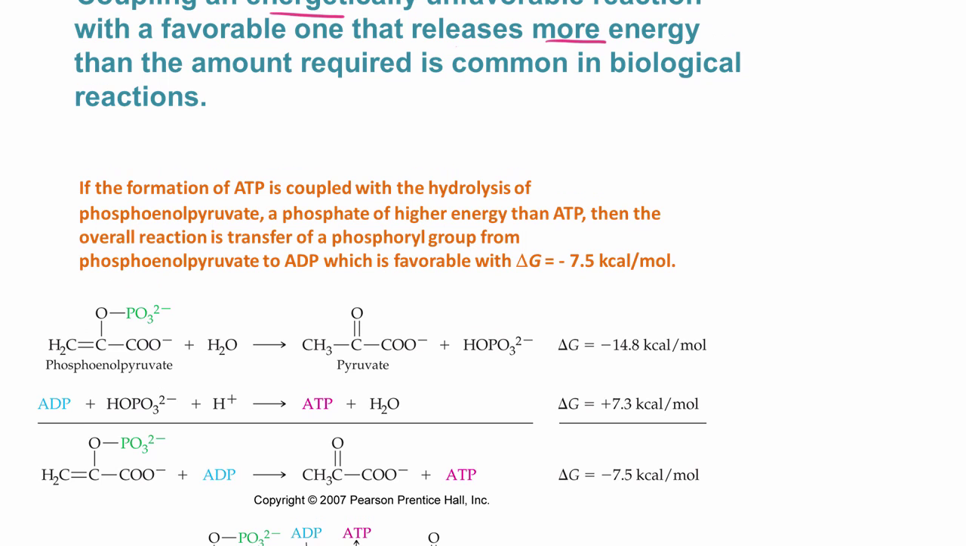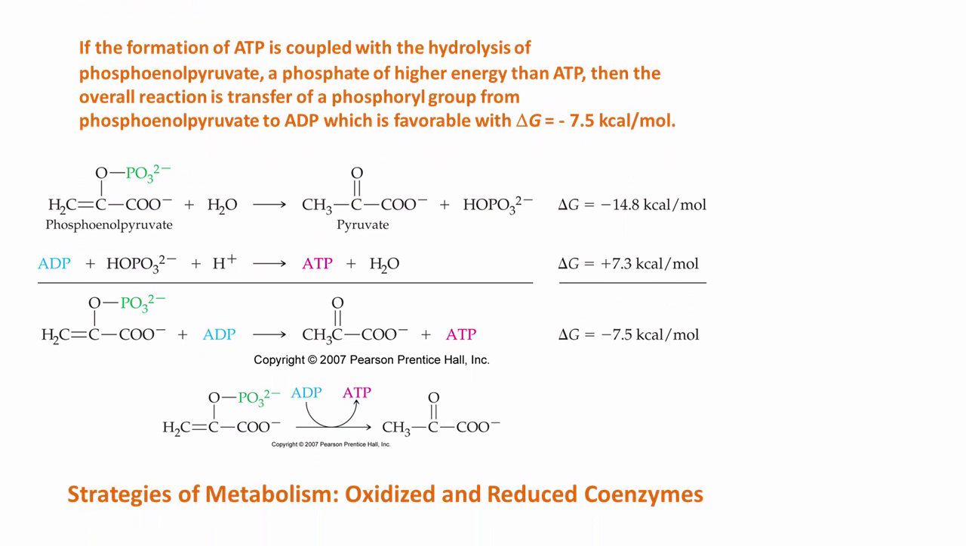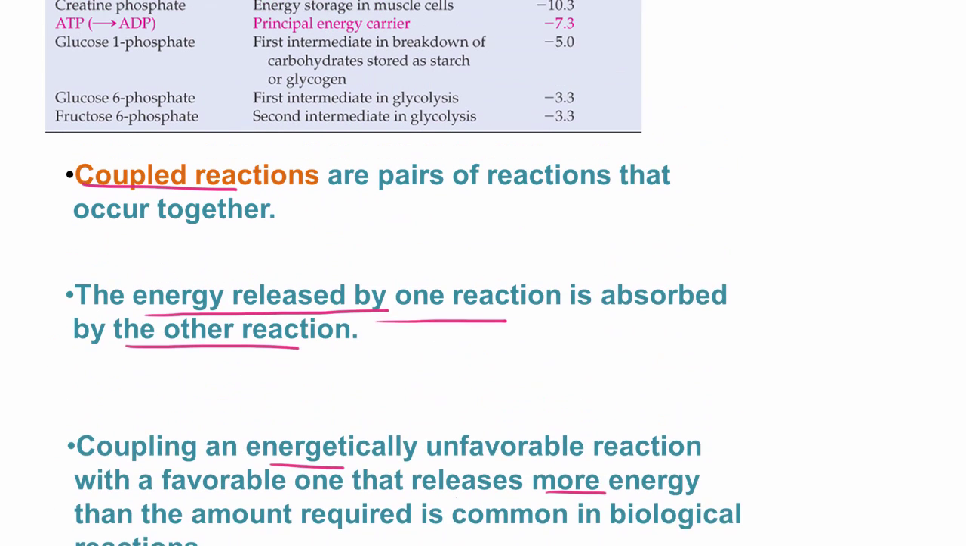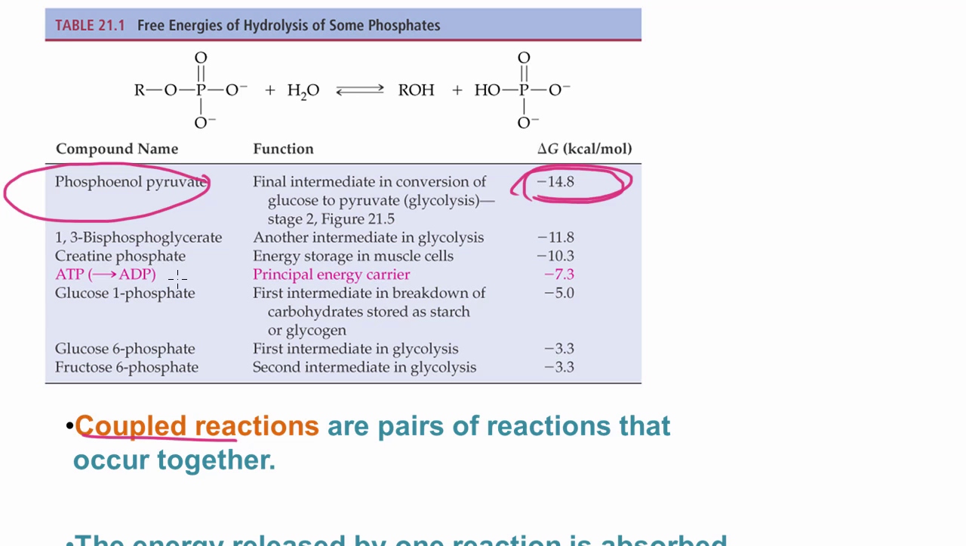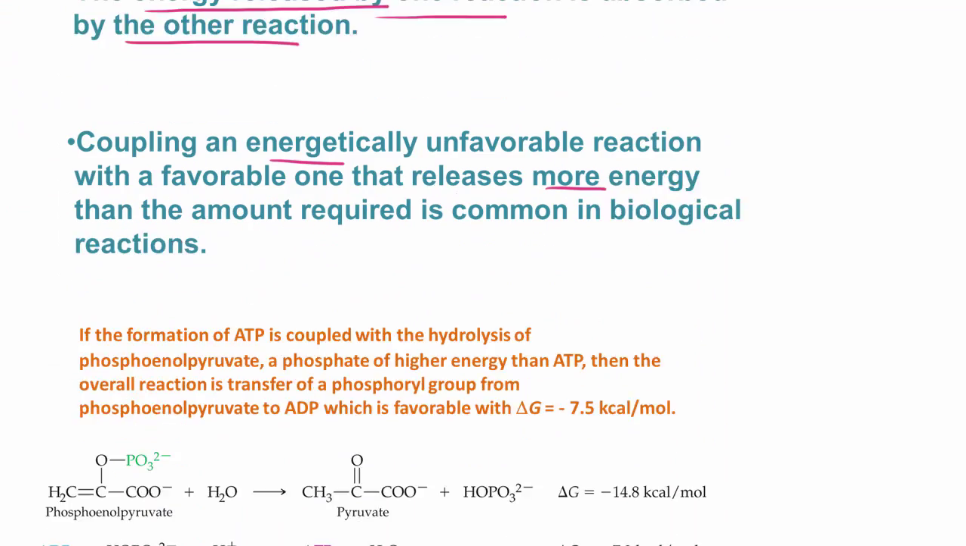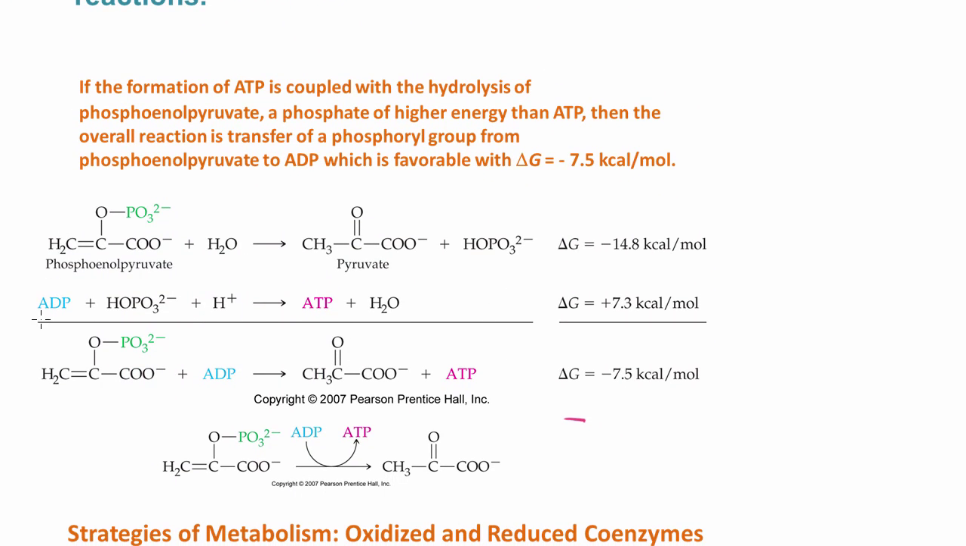I want you to know that coupled reactions do not take place separately. The net change occurs as represented by an overall reaction. So here, notice that the formation of ATP is coupled with the hydrolysis of phosphoenolpyruvate. This has a higher free energy than ATP, so this is a negative 14.8. When we have ADP and we want to add that phosphoryl group to it, this is going to need 7.3 kilocalories of energy. When these two reactions are coupled, we add the free energies, and we end up with a reaction that is favorable. In other words, it has a negative delta G.